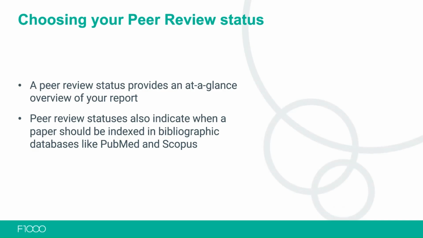One of the unique aspects of the F1000 model is that we ask reviewers to provide a peer review status with their report. This status gives readers an at-a-glance understanding of the peer review and assessment of the paper that they're reading. The peer review status also indicates when a paper is ready to be indexed, for example, in PubMed. As a reviewer, you can select one of the following statuses.